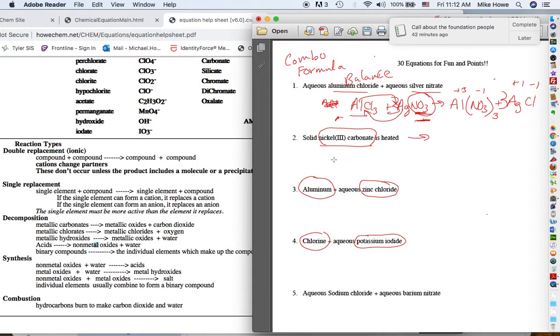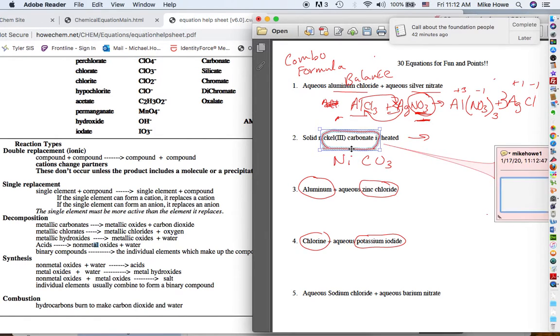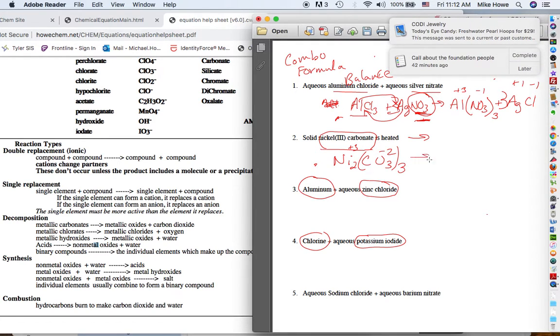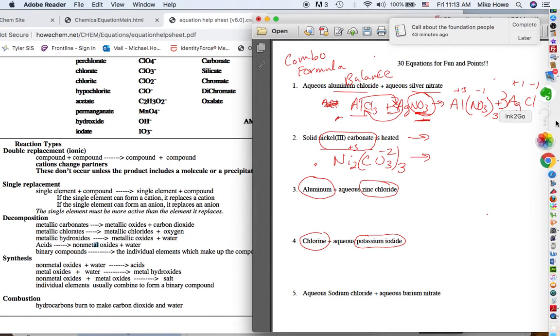So if you look at actually writing the equation, nickel(III) carbonate, there are your symbols. This is a plus 3 charge, and so that's plus 3. This is minus 2, so you're going to have 2 of these and 3 of those to make the formula right. Now that's going to decompose.